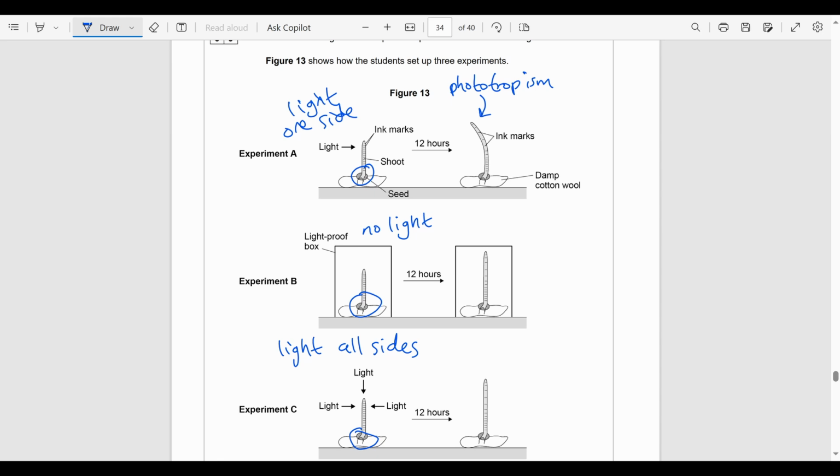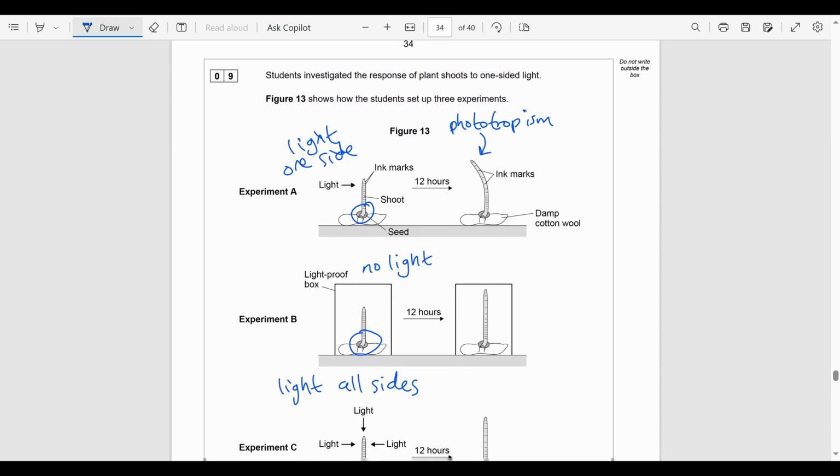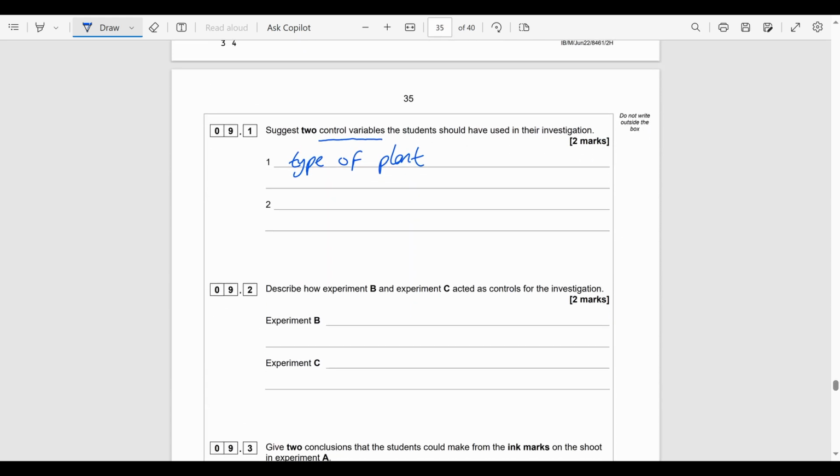What else could affect the results seen here? Well, what's going to influence how well the shoot grows? Well, it's going to be some of the factors such as temperature. So you only want to give 2, but of course other ones may be the amount of water given. So volume of water could be that.